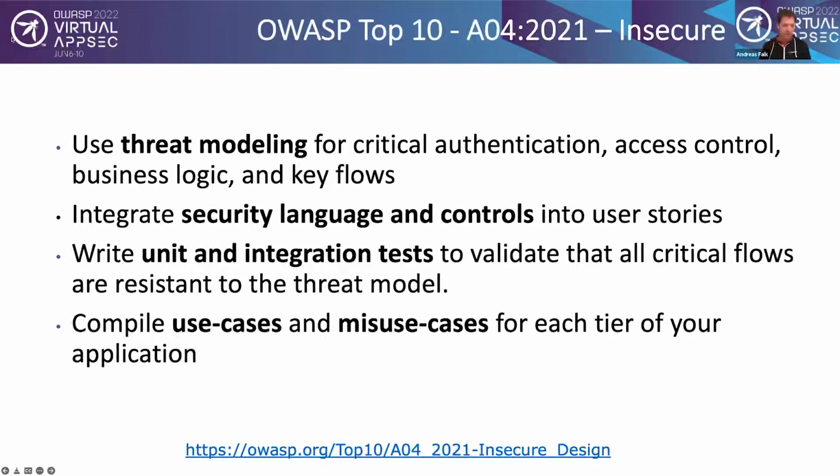So it starts with: use threat modeling for all the critical parts of your application, then integrate the security language and all the controls into the user stories you are writing in your sprints or Kanban processes. Then, very important, write unit and integration tests to validate all the flows that you identified using threat modeling or in your user stories.